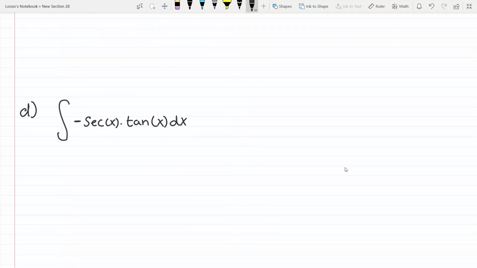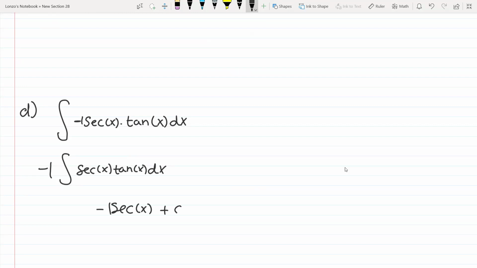D, the integration of negative secant x tan x. So this minus, or this invisible -1, I'm going to factor it out. What is the integration of secant x times tan x? Do not use u substitution. It's just one of your integration rules. The integration of secant x tan x is positive secant x, and then you still have this -1, and then plus c.